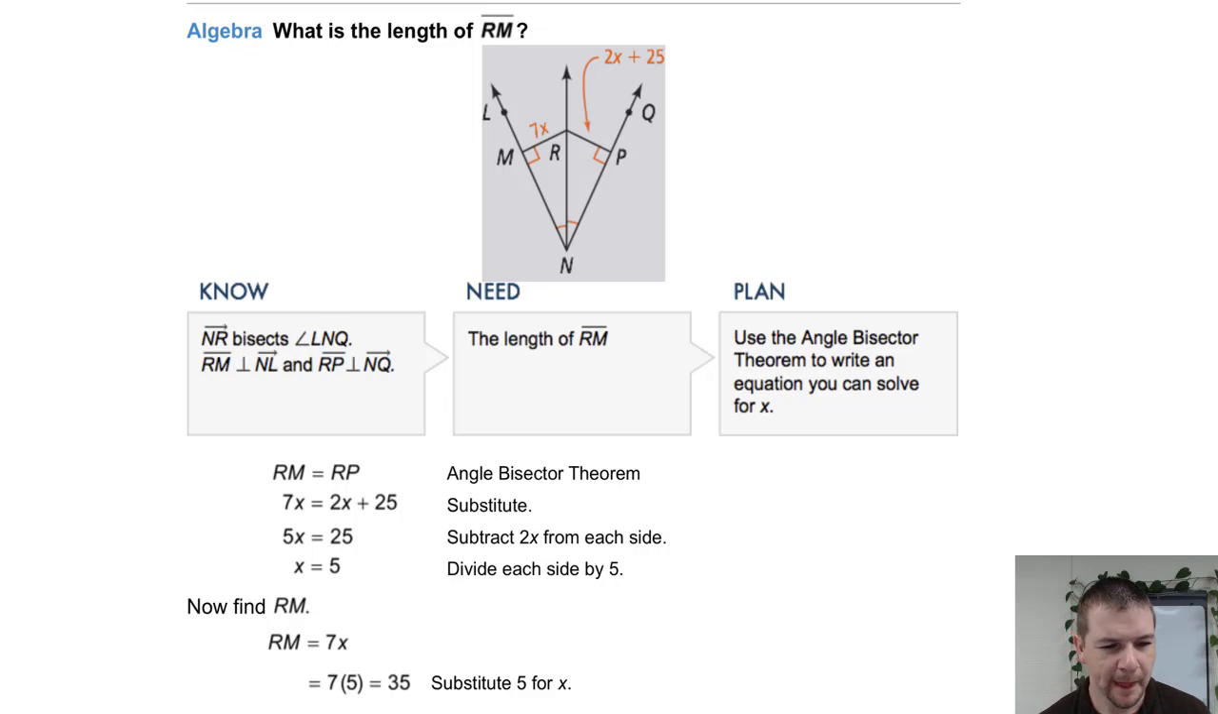Well, let's begin. RM equals RP by the angle bisector theorem. Using substitution, 7x will equal 2x plus 25. Solving, we find that x equals 5. Now, to find RM, keeping in mind that our goal was not just to find x, but to find the distance from R to M, RM is 7x, x is 5, so RM equals 35.